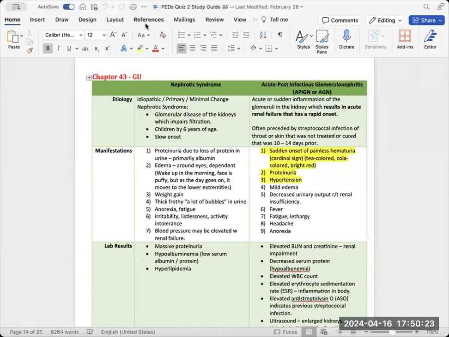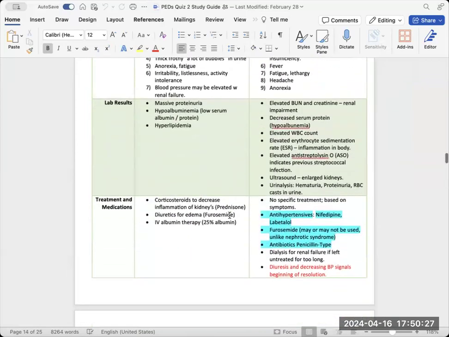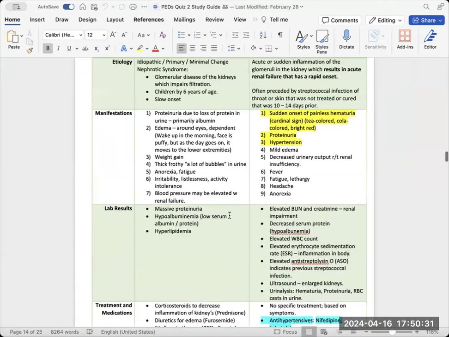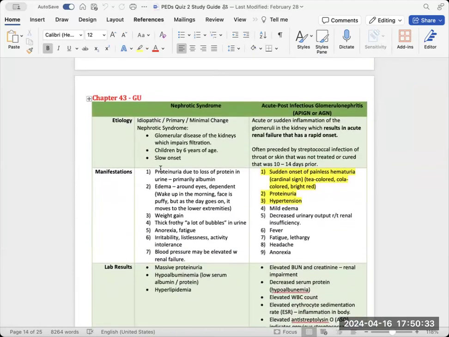But okay, so this is chapter 43, GU. I made a table because I like tables. When I can make one, I make one. I think they help me understand things better, especially because I'm making it. So, there's two major GU disorders that have to do with the kidneys.